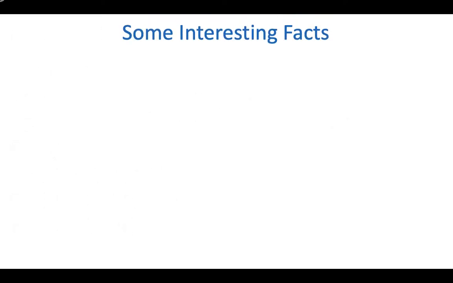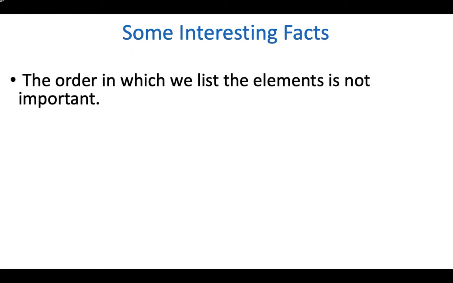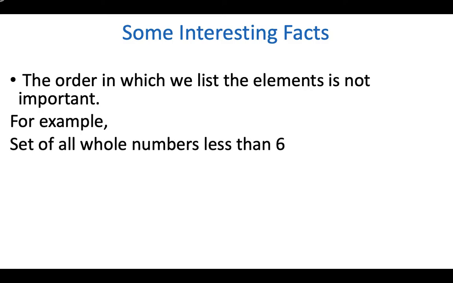Let us now look at some interesting facts related to roster form. Now the order in which the elements are listed is immaterial. Look at this example. If I have to write a set of all whole numbers less than 6, what are whole numbers? Numbers starting from 0. So you have 0, 1, 2, 3, 4, and so on. These are called whole numbers.